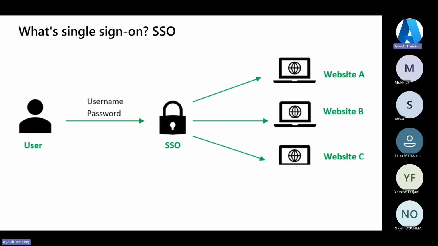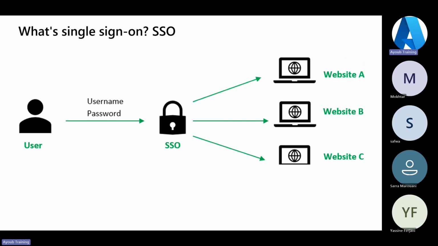So imagine in the company you have many applications or many websites A, B, C, for example, and you have many passwords and many usernames. So every time you need to remember the password. It's not practical, and not all users know IT, so every time they forget the password. So SSO is to configure one username and password for all the applications. This service is given by Microsoft Entra.